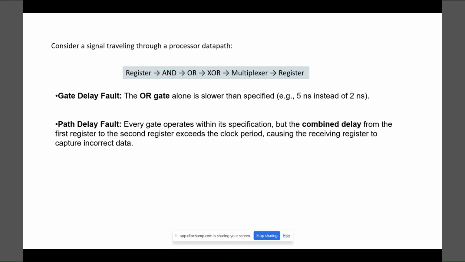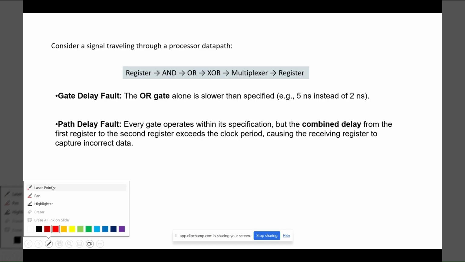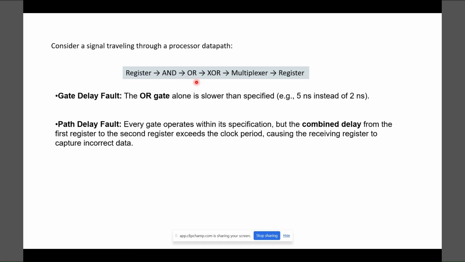So consider an example scenario. A signal is traveling from a register to an AND gate, then to an OR, then to an XOR, then a multiplexer, and again a register. If the OR gate alone is slower than specified, then it is a gate delay fault. For example, instead of 2 nanoseconds, if this particular OR gate takes 5 nanoseconds, then delta X, that is 3 nanoseconds, is the gate delay occurring, and it is local and happens only in a single gate, the OR gate. So it is easier to find using the transition delay test.